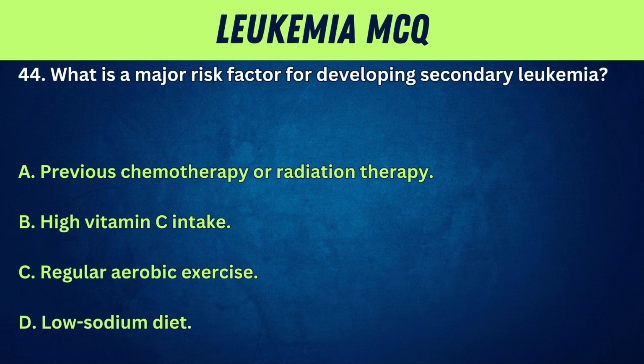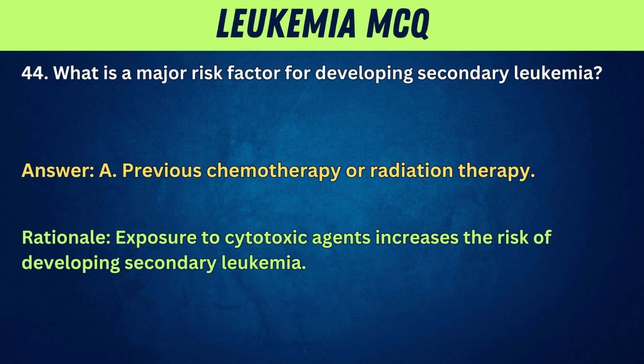44. What is a major risk factor for developing secondary leukemia? A. Previous chemotherapy or radiation therapy. B. High vitamin C intake. C. Regular aerobic exercise. D. Low sodium diet. Answer: A. Previous chemotherapy or radiation therapy. Rationale: Exposure to cytotoxic agents increases the risk of developing secondary leukemia.